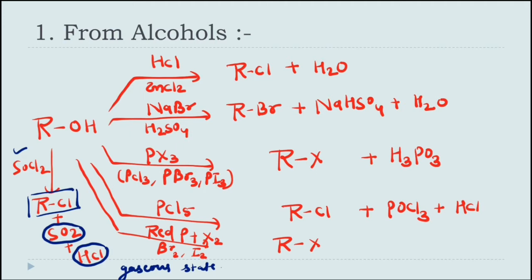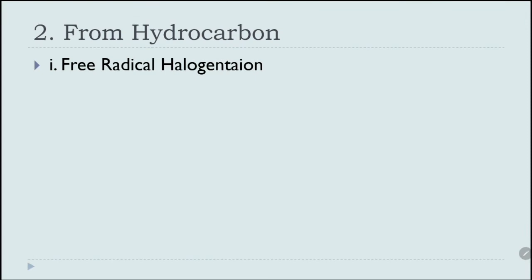Now next, from hydrocarbons. Now what are hydrocarbons? Those which have carbon and hydrogen, for example alkanes, alkenes, alkynes, then benzene. All these compounds are hydrocarbons. So in hydrocarbons the first reaction is free radical halogenation, and this reaction is the characteristic reaction of alkanes. We have studied this reaction in class 11 also.